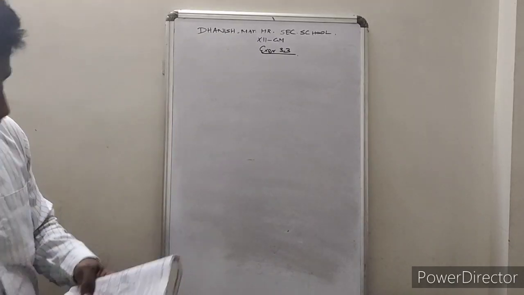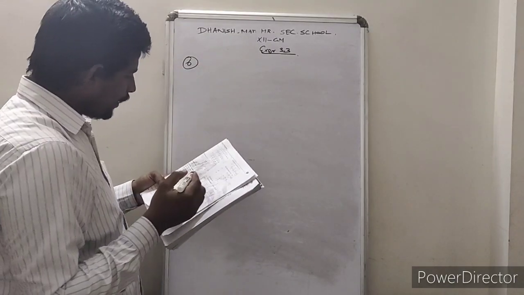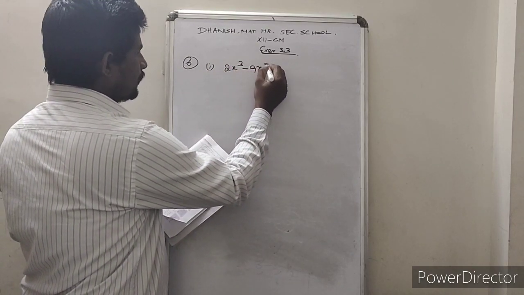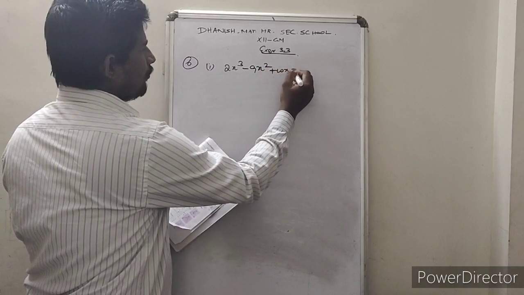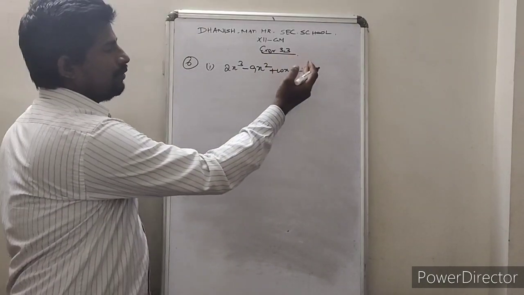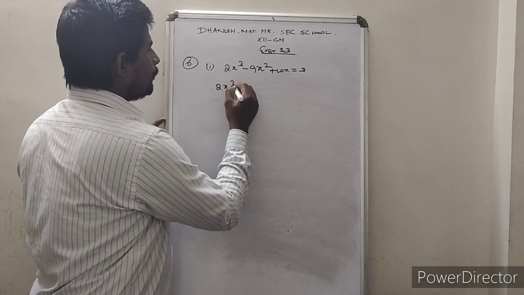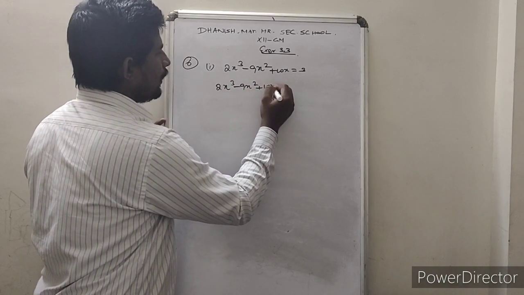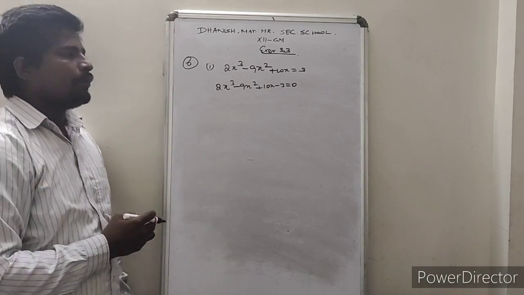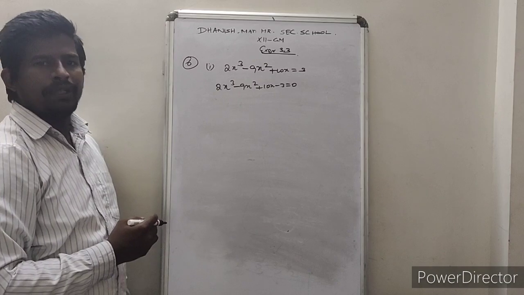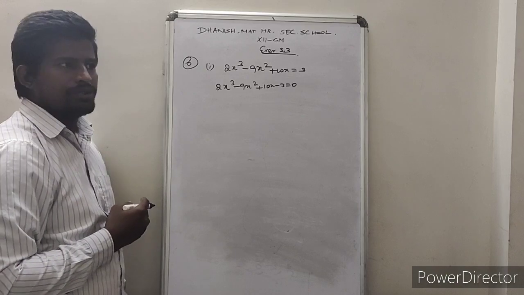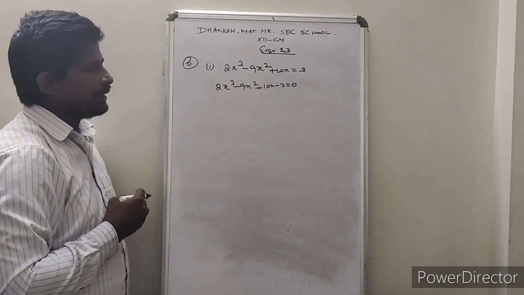Look at the 6th one. Solve the cubic equation 2x cube minus 9x square plus 10x equal to 3. First I am going to bring this 3 to the left side. So 2x cube minus 9x square plus 10x minus 3 equal to 0. I think you are all familiar with this type of cubic equation. You already learned this type of sums in your early stage, I think in 10th standard.